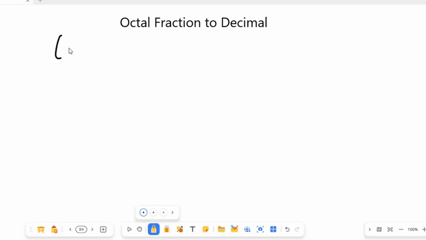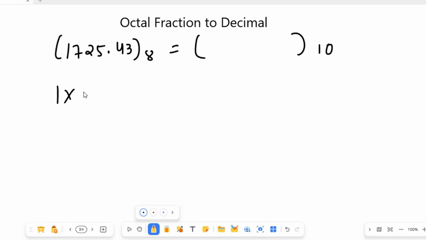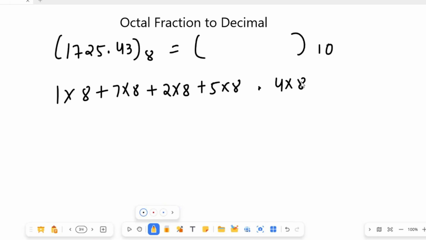Suppose if I take one question: 1725.43 to the base 8, and you want to convert it to base 10. Okay, so how to do? So see, 1 into 8 plus 7 into 8 plus 2 into 8 plus 5 into 8. Point 4 into 8 plus 3 into 8.